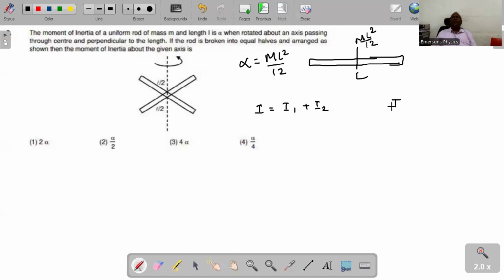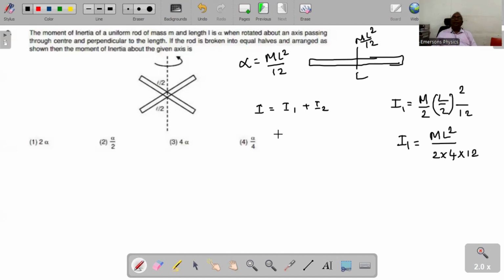What is the moment of inertia after it splits? We know the mass becomes m by 2 and L becomes L by 2, so the formula is (m by 2) times (L by 2) the whole square, by 12. This is the general formula for moment of inertia of a rod of half the length of the original. So the new moment of inertia of one rod is mL squared by 2 into 4 into 12.